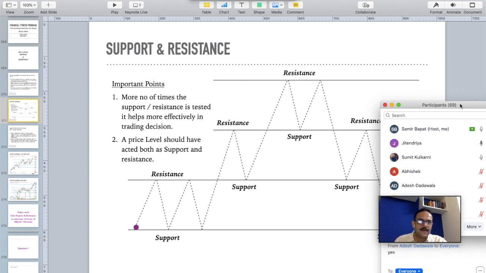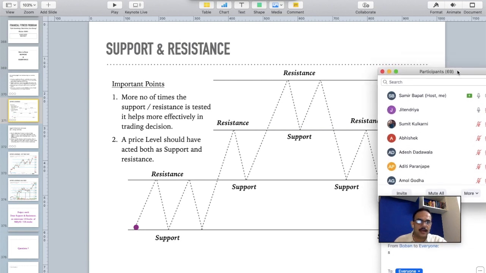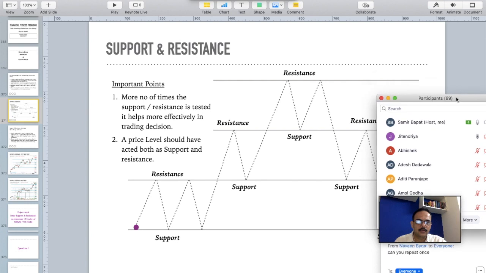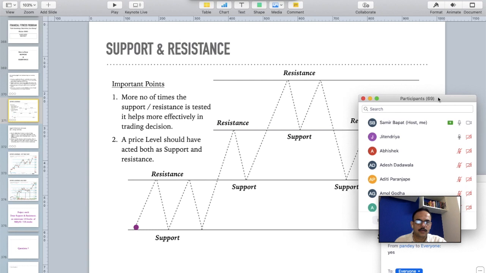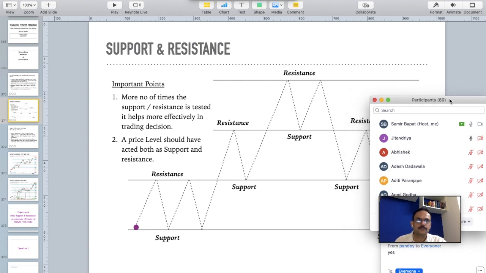Samir, one question from my side. Last time, you told us to wait for maybe 8 or 10 trading days before you do the buying at the support. Similarly, when you sell at the resistance level, how long should you wait? It depends on your strategy.